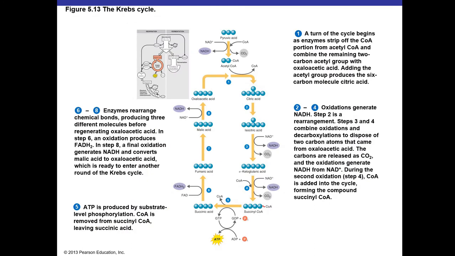So the Krebs cycle, again, recycling of the 4-carbon oxaloacetic acid. First thing is acetyl-CoA comes in to make citric acid. We generate potential energy in the form of NADH and FADH2, and a little bit of ATP by direct substrate level phosphorylation as succinyl-CoA goes to succinic acid.